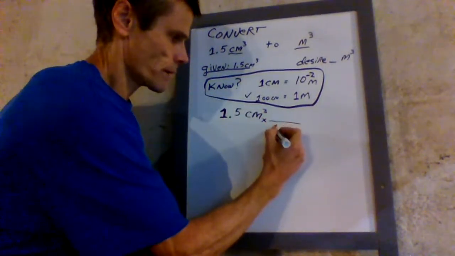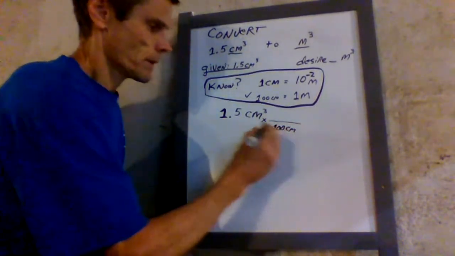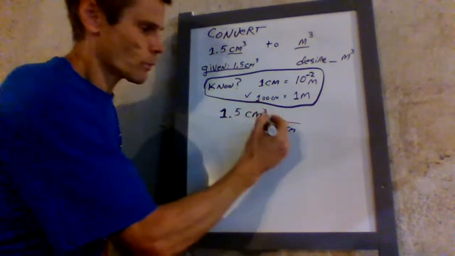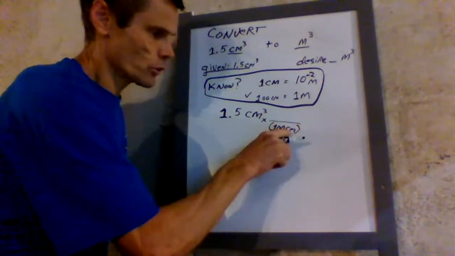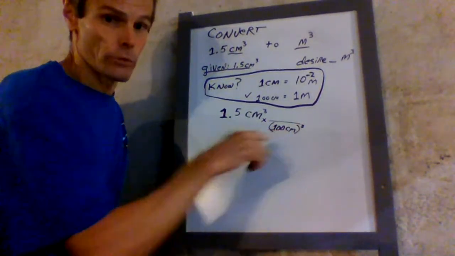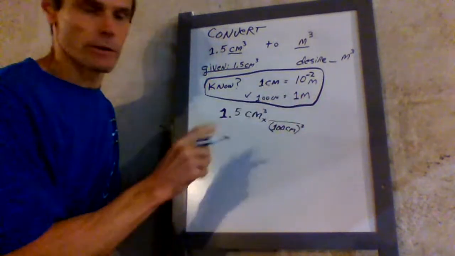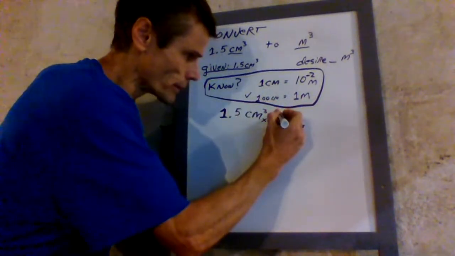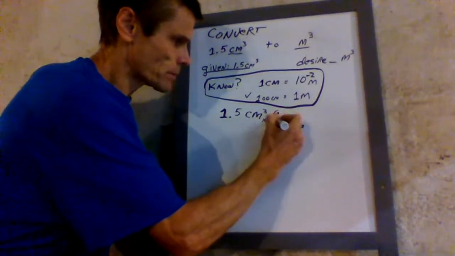So this is 100 centimeters. And remember, it's cubed. So let's put these in parentheses, because not only do we have to cube the unit, but we're going to cube that value of 100 also. And let's put our desired unit in the numerator here, 1 meter. And that's going to be cubed also.